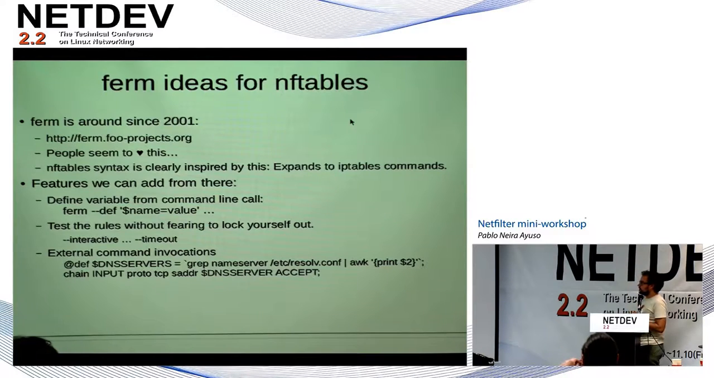The external command invocations: FERM comes with this backtick thing. It's basically, you can invoke commands. For example, in case you have a variable to set a DNS server's IP address, and you want to extract that from /etc/resolv.conf, you can just invoke that command and then place that value into the variable and then use it from the rule.